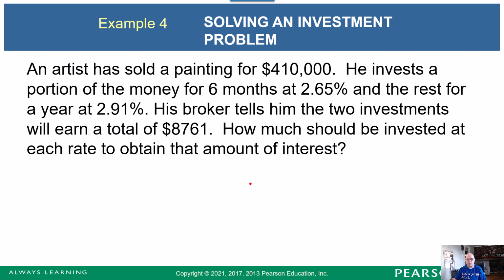So here we've got something to play with. We have a painting for $410,000. Will you be buying that? P invests part of the money for 6 months at 2.65%, and the rest for a year at 2.91%. His broker tells him the two investments will give him $8,761. Not bad. How much should be invested at each rate to get that amount of interest?